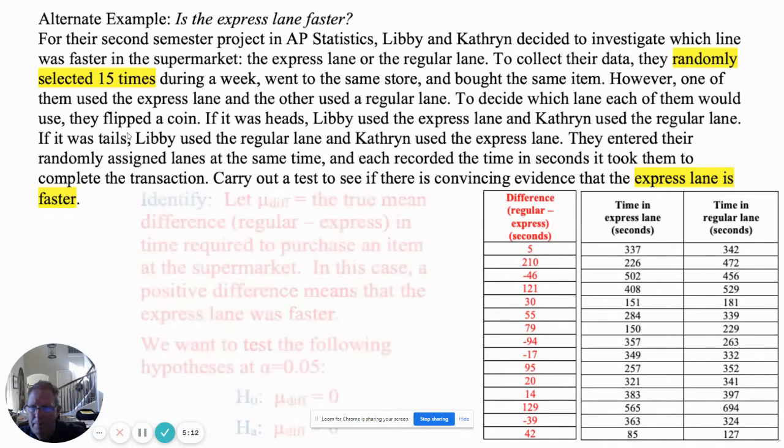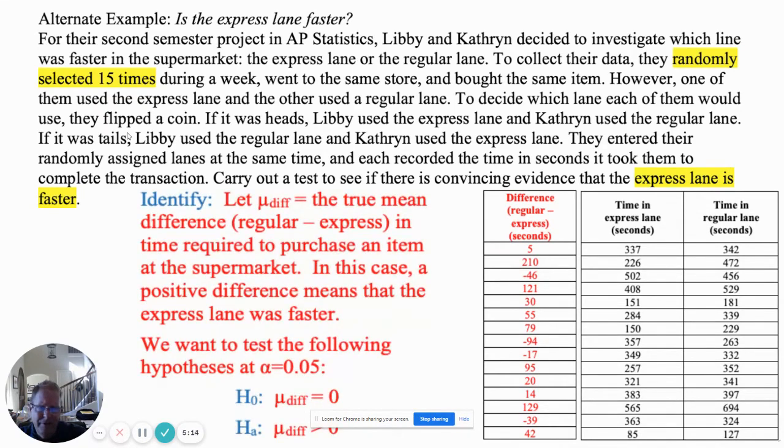So here we go. The identify section. In the identify section, we always define our parameter, tell the alpha level and state our null and alternative hypotheses. So in this case, I'm going to define mu diff as the true mean difference in the time required to purchase an item at the supermarket. And it's important to define the order of subtraction. So I put in my definition regular minus express.